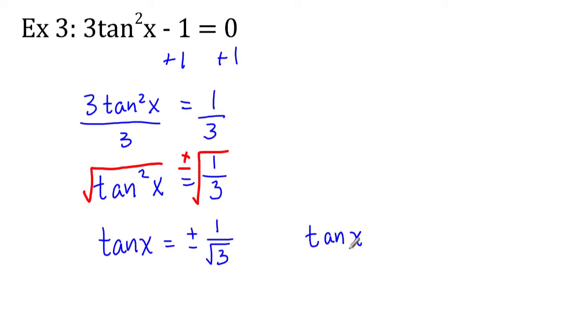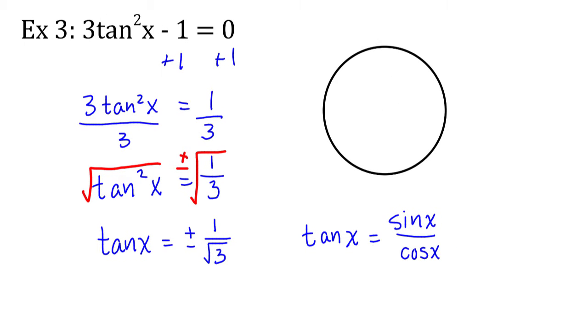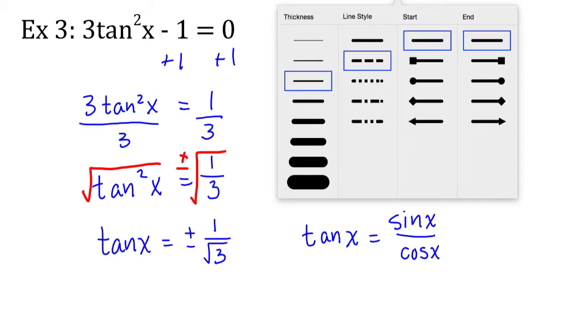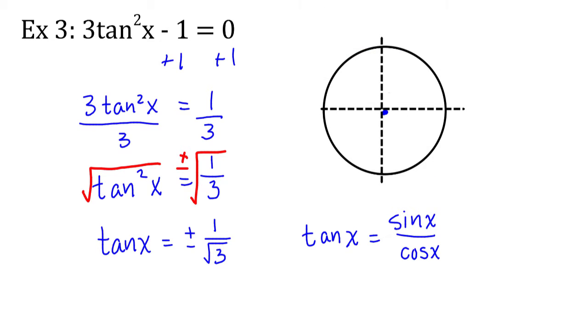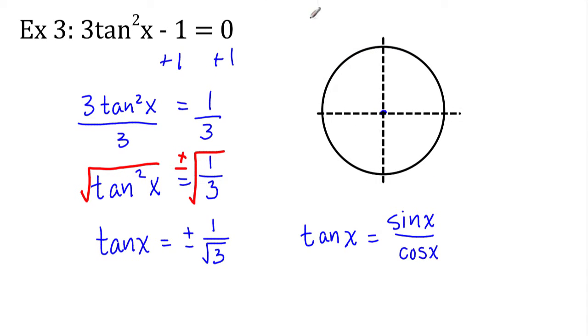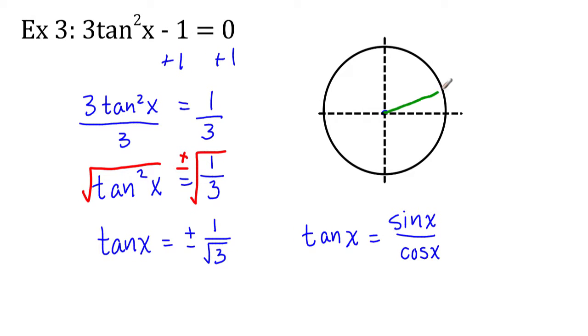So just a quick reminder, tangent is equal to sine over cosine. So again, using our unit circle, we're now trying to decide which values, if we do sine divided by cosine, aka y divided by x, will give us positive and negative 1 over the square root of 3. So there's two angles where this happens, at pi over 6 and at 5 pi over 6.